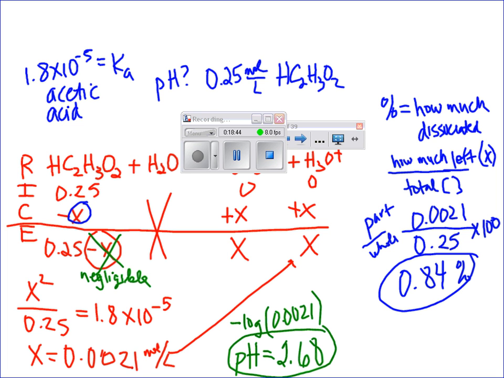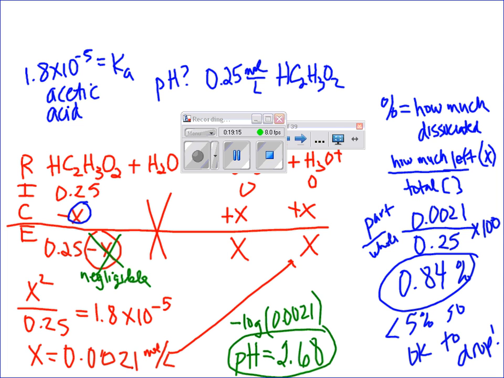It's a 5% rule. If your percent dissociation is above 5, you need to go back, put it in, and use the quadratic formula. Here, the percent dissociation is less than 5%, so it was okay to drop. And that proves the mathematical negligibility of the x. We didn't need it. It only dissociated 0.84%.